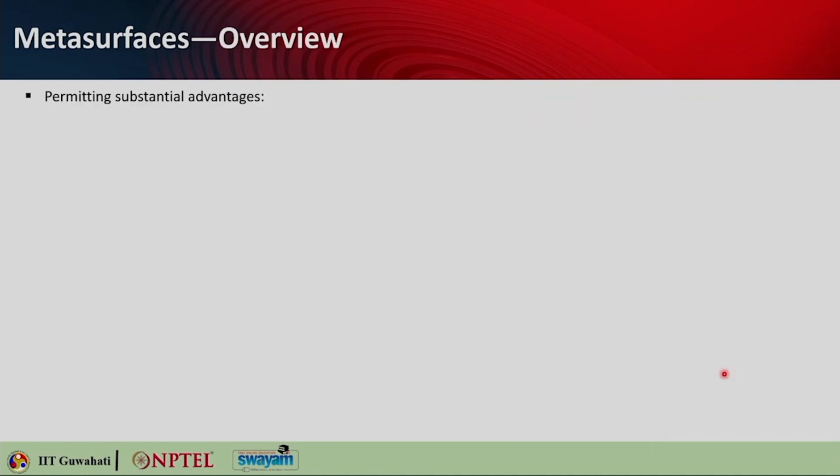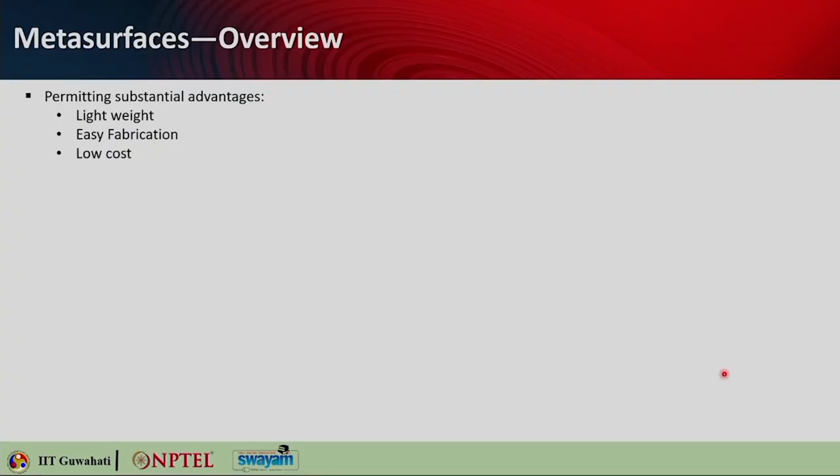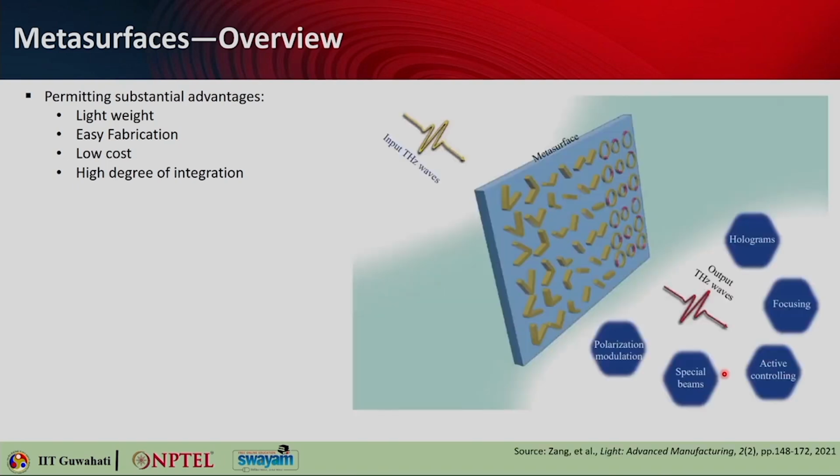Now, what are the main advantages? Unlike the three-dimensional metamaterials, metasurfaces can control the properties of electromagnetic waves within one infinitely thin layer. So that actually provides a couple of advantages, something like they are very lightweight, they are easy to fabricate, low cost, and they have a high degree of integration. Anything thin is easy to integrate.